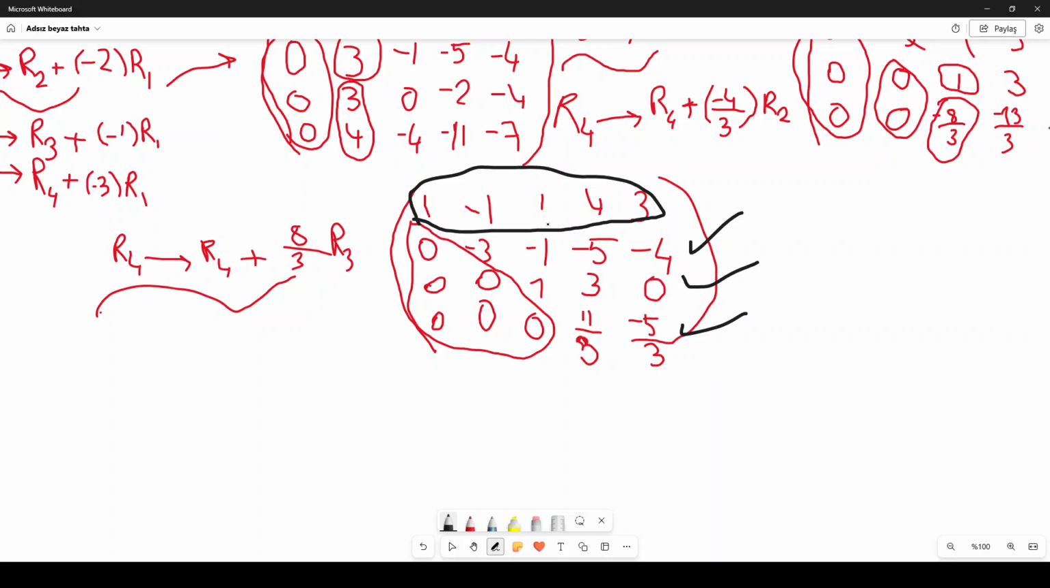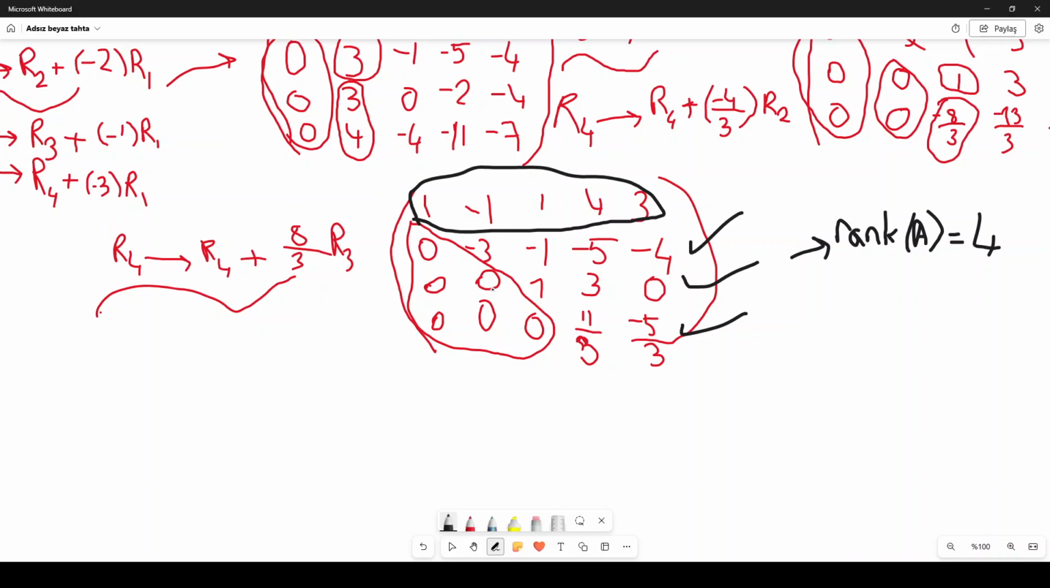So all the rows are non-zero, and if I count them, I have 4 non-zero rows, which means that the rank of A, right, we were looking for the rank of the given matrix A, is equal to 4. Okay. And another way to look at that is to look at the pivot positions.